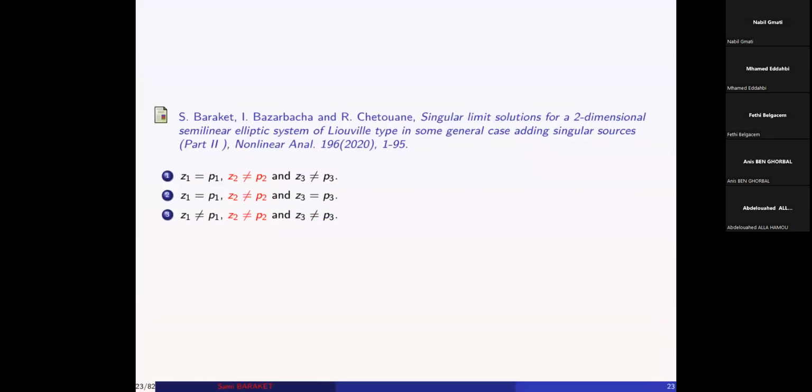So now we'll turn to the second case, when Z2 is different to P2. Also, we have three subcases: Z1 equal to P1 and Z3 different to P3; Z1 different to P1 and Z3 equal to P3; and Z1 different to P1 and Z3 different to P3. So in the first step, we want to localize the position of Z1, Z2, Z3. After knowing this position, we try to construct the family of solution which have the desired profile as rho tends to 0.